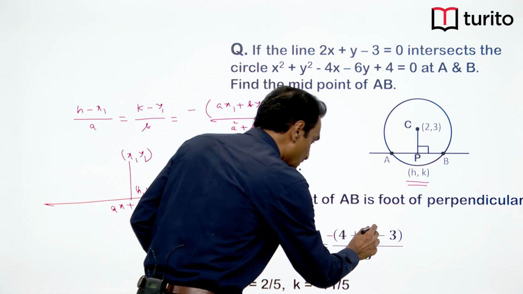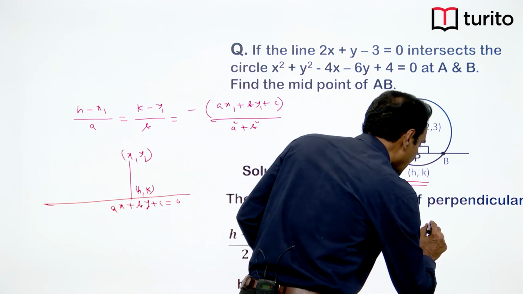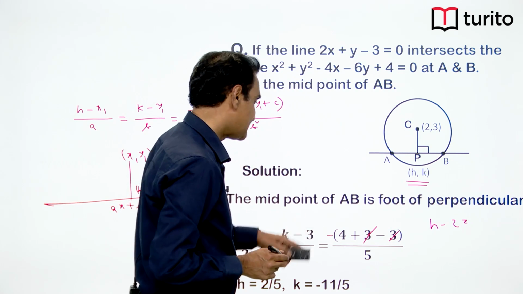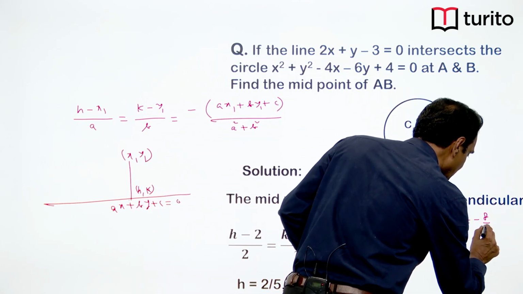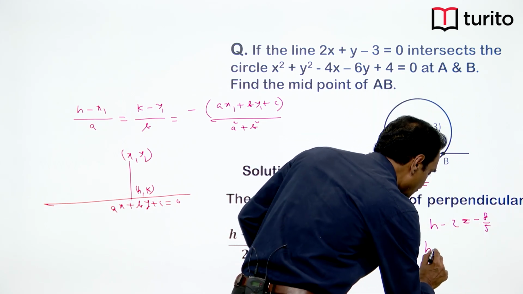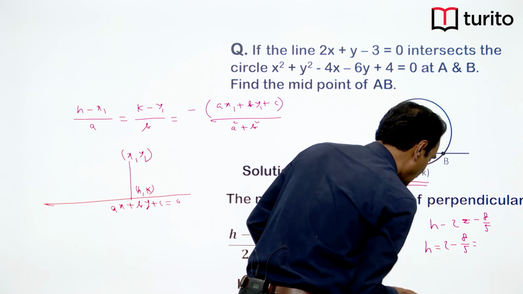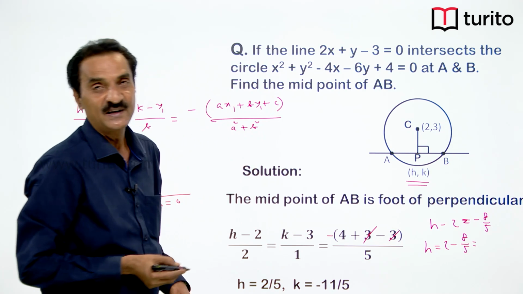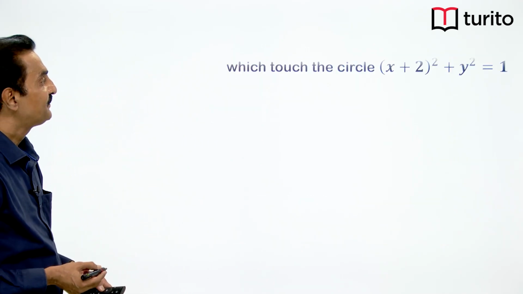This is coming out to be minus 4 by 5, cross multiplying by 2, h minus 2 is equal to minus 8 by 5. So h is equal to 2 minus 8 by 5. How much is it? 2 by 5. Similarly, we get k is equal to minus 11 by 5, right. Now next question.